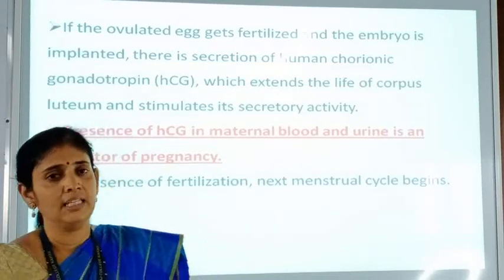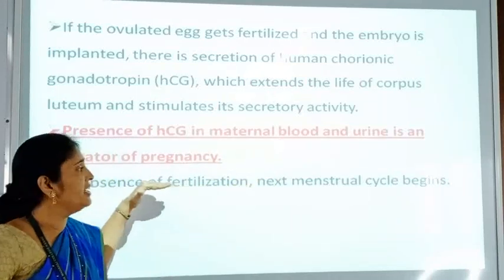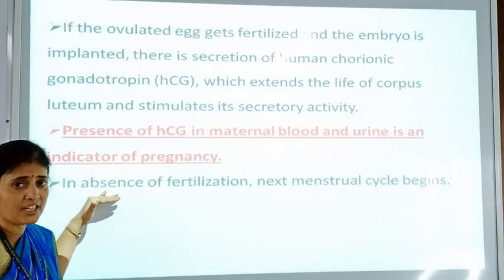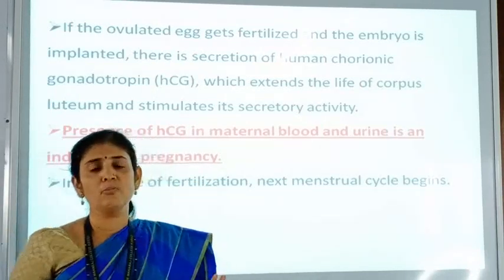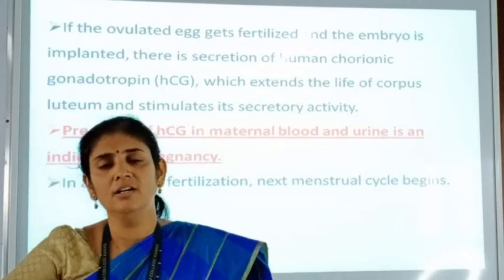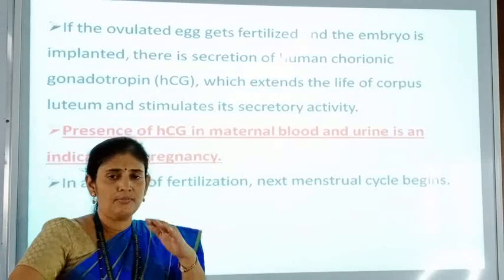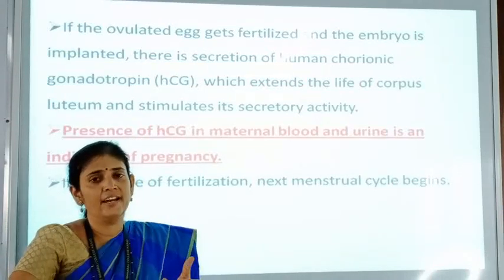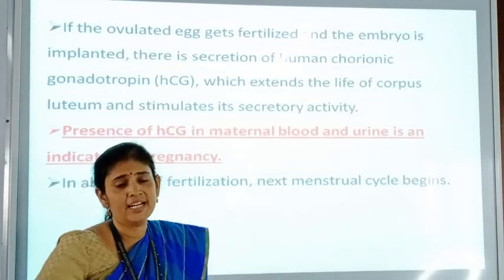So here, when this level of HCG is increased in blood or urine, it is an indication of pregnancy. And suppose there is no fertilization, what happens? There is no formation of corpus luteum or no secretion of progesterone, and then after the decreased level of progesterone, prostaglandin is secreted, and again the first phase of the menstrual cycle begins, that is the bleeding phase.